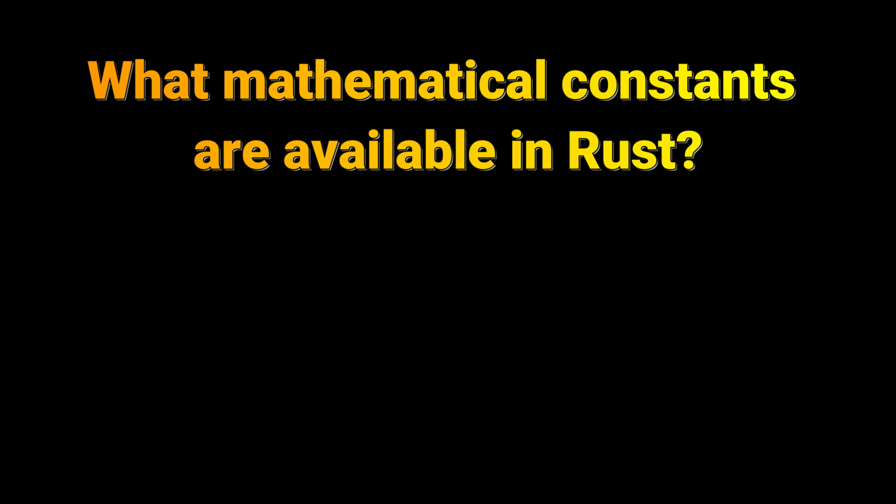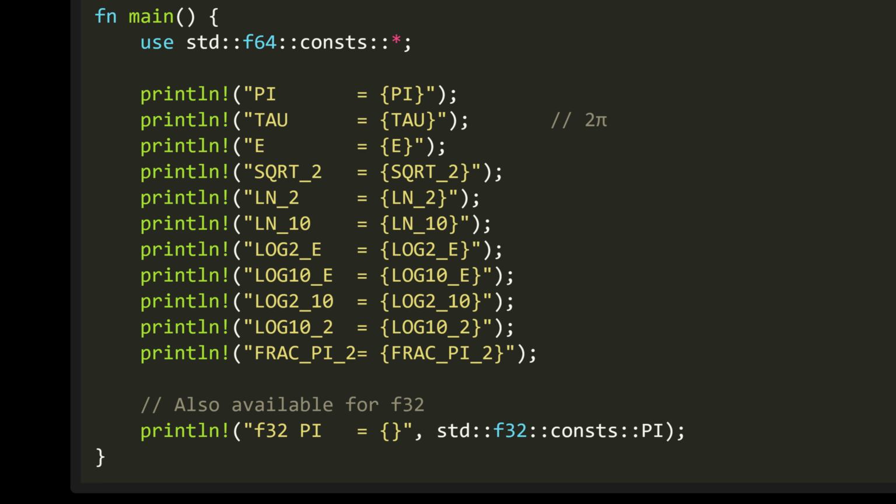Question. What mathematical constants are available in Rust? Rust has many mathematical constants built in for both 32-bit and 64-bit decimal numbers. These include pi, which is the circle constant, and tau, which is 2 times pi. You also have the number e, the square root of 2, and various logarithm values like the natural log of 2 and the natural log of 10.